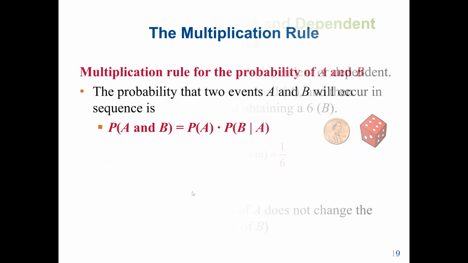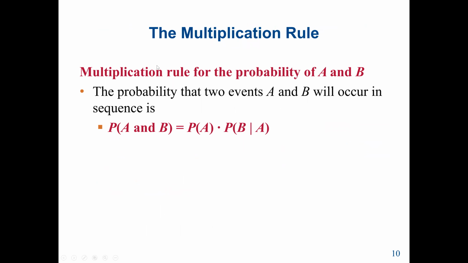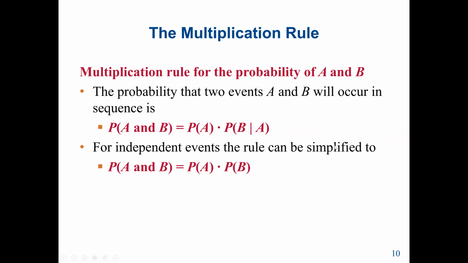Now let's go through the multiplication rule. Here we have the multiplication rule for the probability of A and B. The probability that two events A and B will occur in sequence is the probability of A and B equals the probability of A times the probability of B given A, or the probability of B times the probability of A given B. It can also be the probability of A times the probability of B, but this is only for independent events, where the rule can be simplified like this. If the events are dependent, we use the probability of B given A.